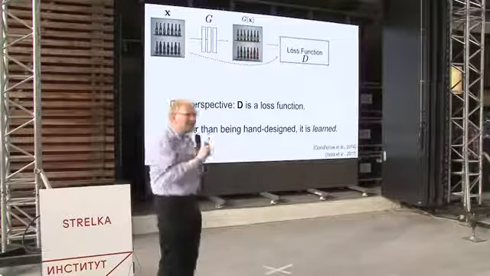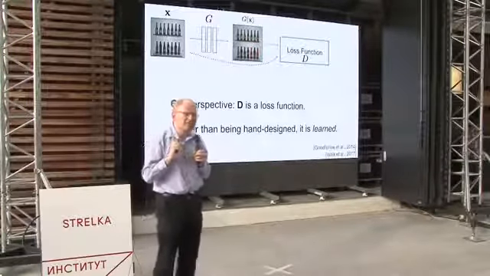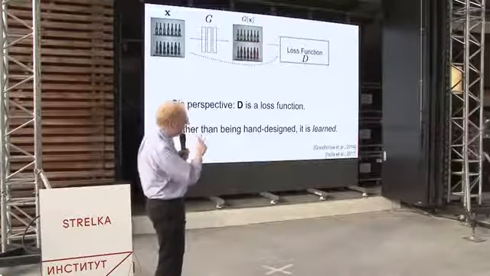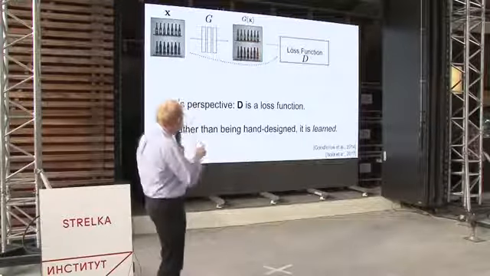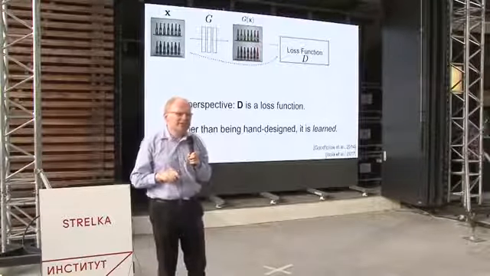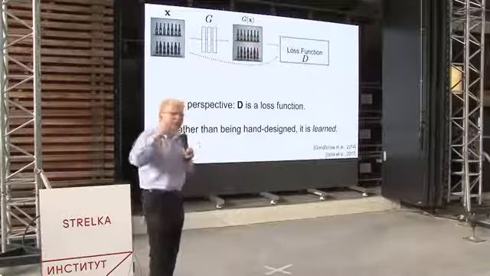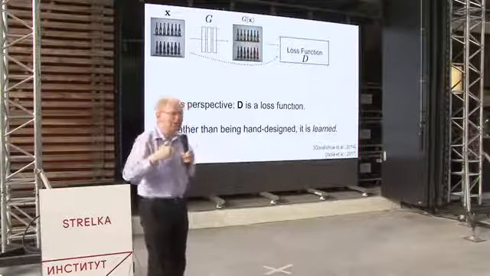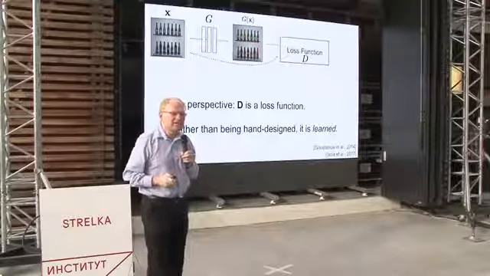Now, I skip all the equations, but I want to point out that a conditional GAN has a very nice interpretation that people often don't quite see right away. Basically, from G's perspective, D is the loss function, right? It's a learned loss function. Instead of L1 or L2, it's a loss function that has been learned specifically for G, okay?